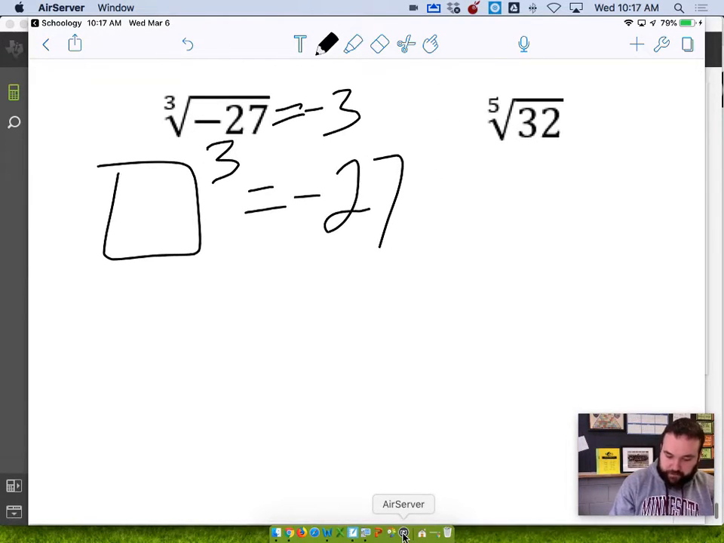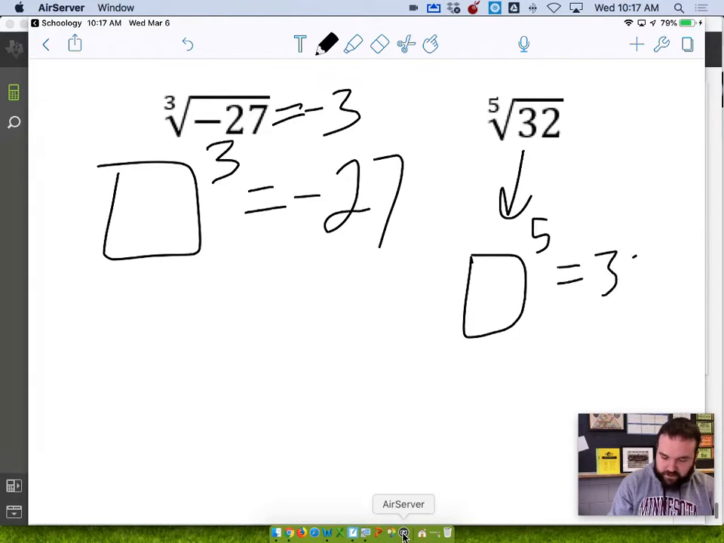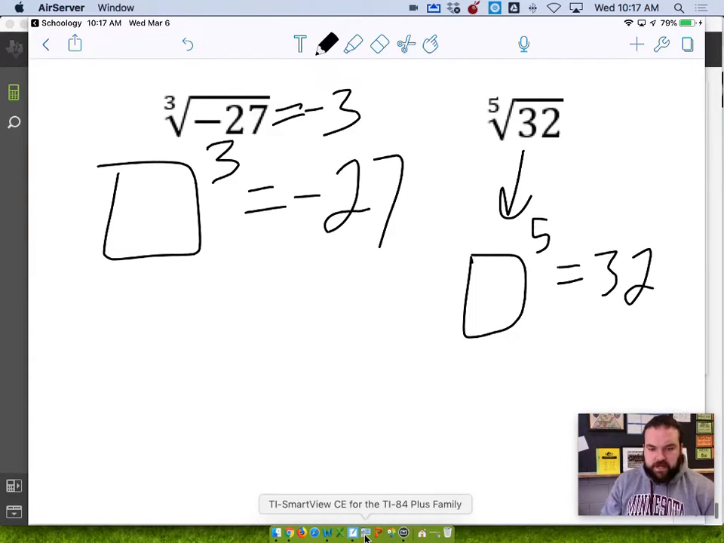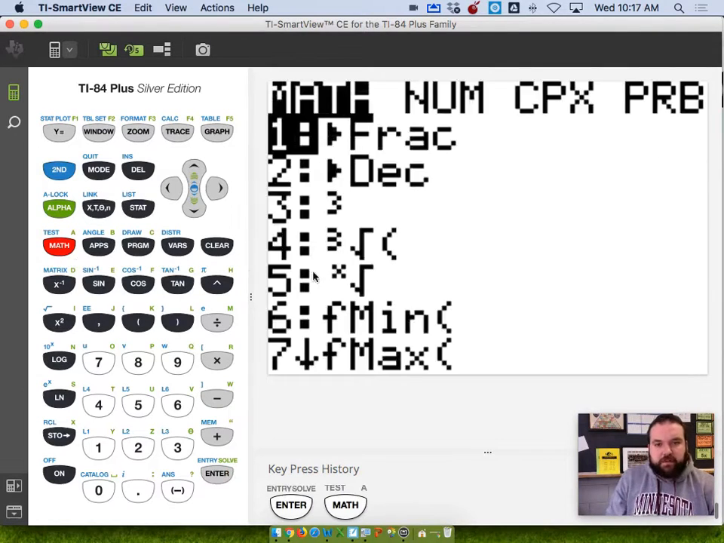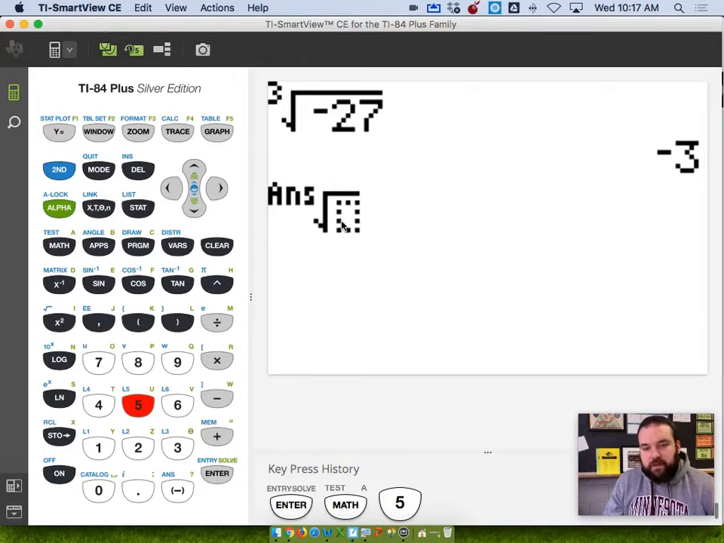And then finally, the fifth root of 32 means what number to the fifth power equals 32. Again, it's not just 32 divided by 5. Hit the math button and look in the math folder of the calculator. There's a third root option, and then there's this X root option. Now what's tough is that to show I want the fifth power, I need to have first hit the number 5 on the calculator.